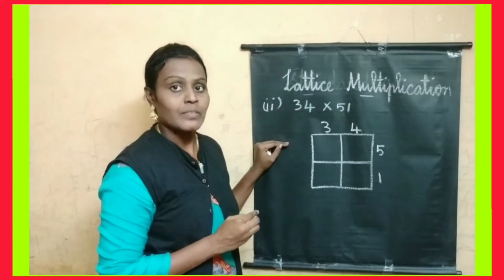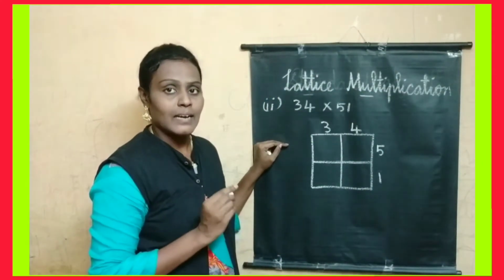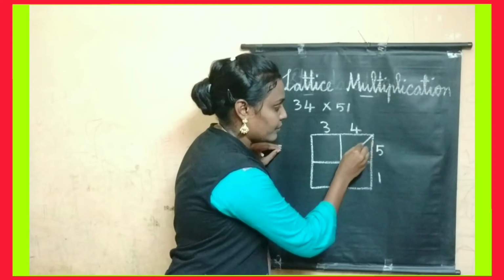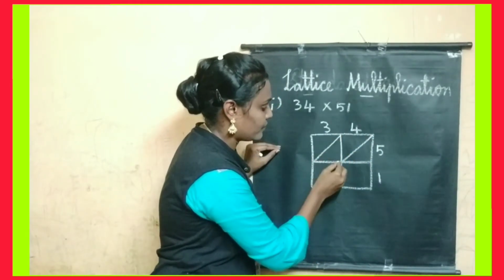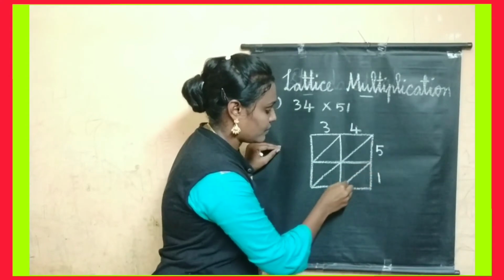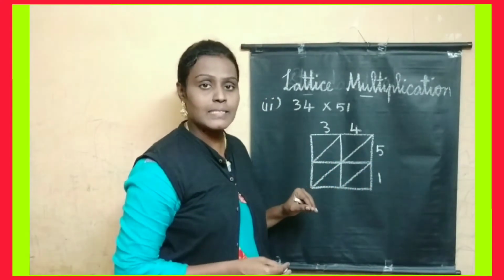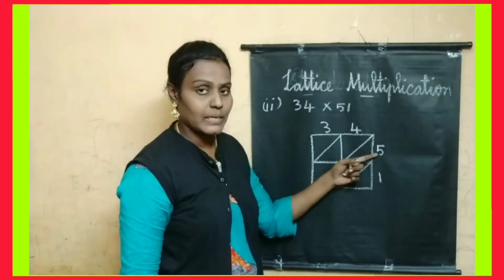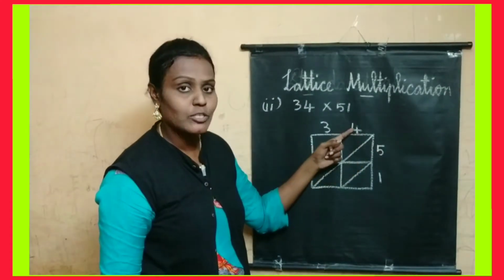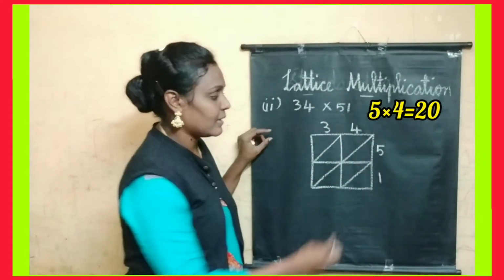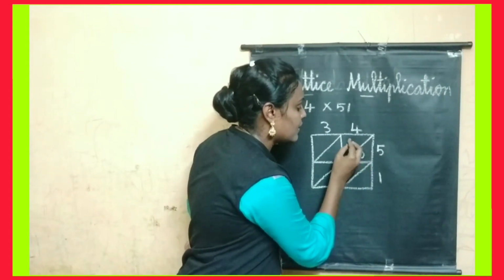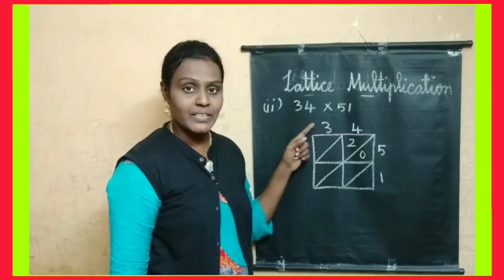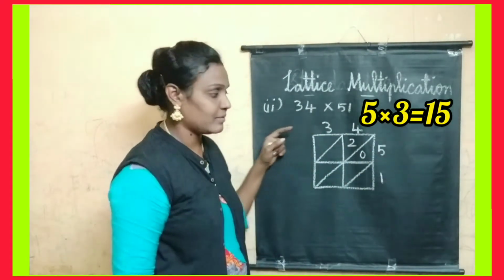Next step, yes, we have to draw diagonals. Draw a diagonal for each square. Okay. Next, we have to multiply. First we have 5. We have to multiply 5 and 4. 5 fours are 20. Write ones here and tens here. Next, 3. 5 threes are 15.